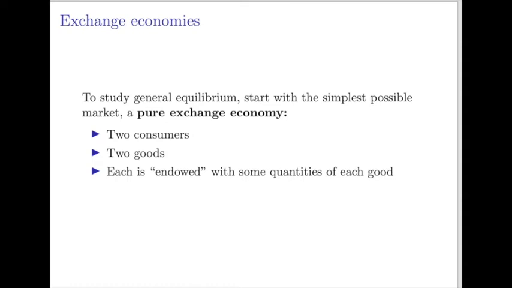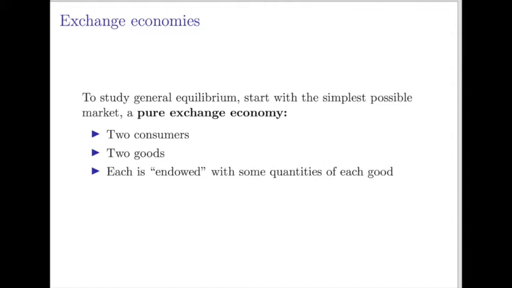All right, so we're going to start with the simplest form of an interrelated economy, which is called a pure exchange economy. So we're going to forget about production for now and focus on just two consumers and two goods. Each of these consumers is endowed with some quantity of each of these goods. When I mean endowed, what I mean by the word endowed is that they just start with some amount of this good.